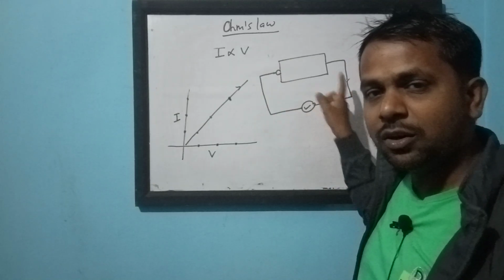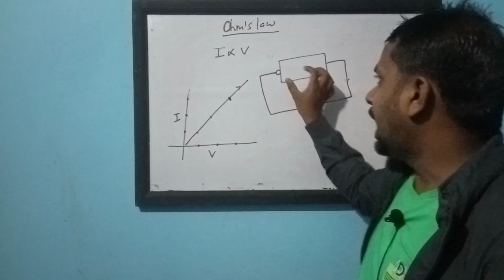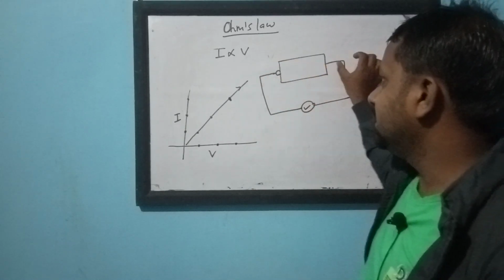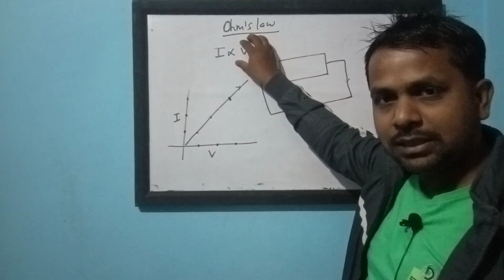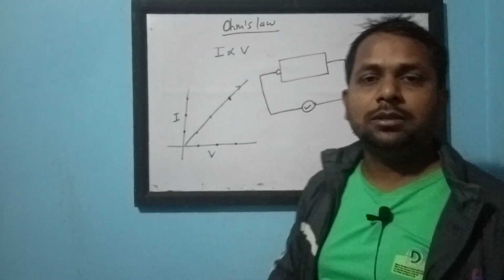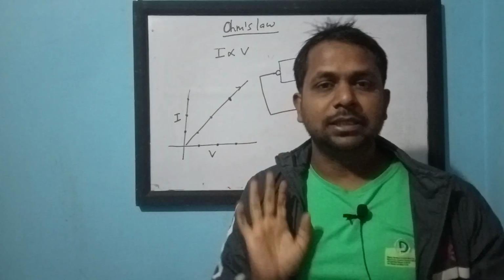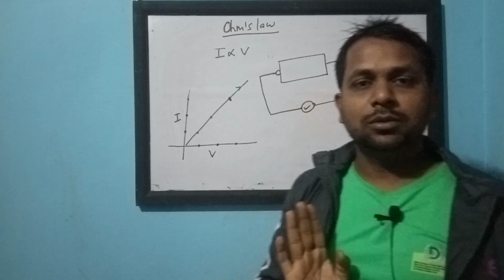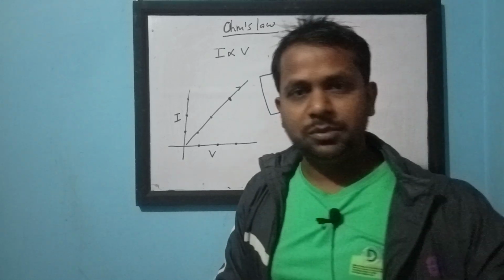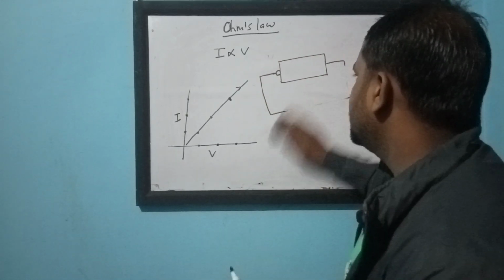same length, we are not changing the wire. Then if we add cells, if we increase the potential difference, the value of current will go on increasing. This is Ohm's law. I hope you understood this. Now we go to the next part.